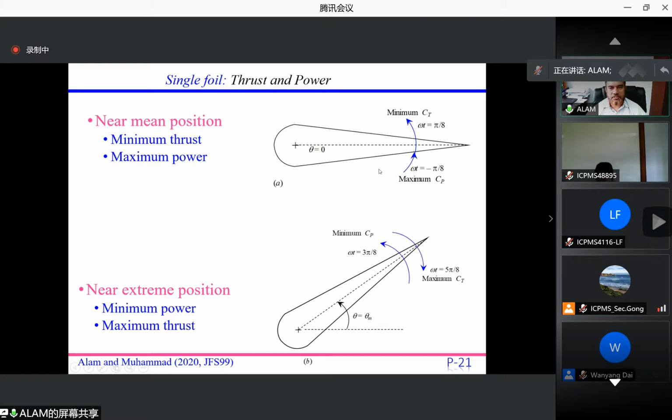You'll see here the maximum thrust happens after the equilibrium position. The minimum thrust happens after the equilibrium position. And before the equilibrium position, we have the maximum CP. Similarly, before the extreme, we have the minimum CP, and just after the extreme, we have the maximum CT. Just when the foil is trying to move toward the neutral position, it has the maximum CT.